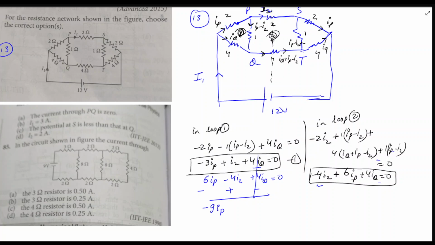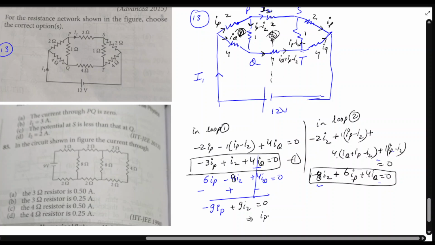Let's check again. I think there is some mistake. So I2 is 2 and this is 2. Okay, so this is 8, right? Look, 4I2 will come here, right? So it is 8. So this will be 8, right? Okay, so we will have plus 9I2 is equals to 0, right? Now it is correct. So we can see we'll get IP equals to I2.